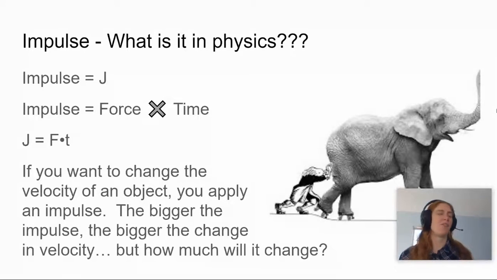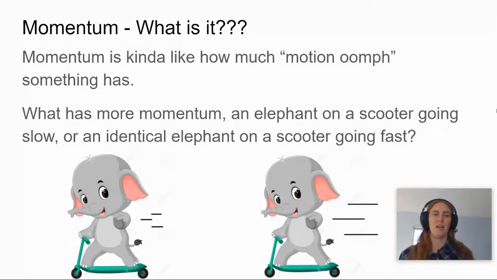But how are we going to figure out how much velocity it changes? Well, the first thing we need to learn about is momentum. Momentum is kind of like how much motion oomph something has. One way to explain this is think about what has more momentum, an elephant on a scooter going slow or an identical elephant on a scooter going fast. Think about it. Yeah, so the elephant going faster is going to have more motion oomph or momentum.